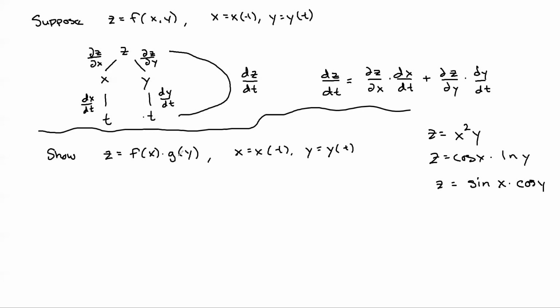So let's say that we had this structure, and we wanted to find the derivative of this. The way that you could do that is you could take these two things and plug them in, right? So we could have f of x of t times g of y of t.